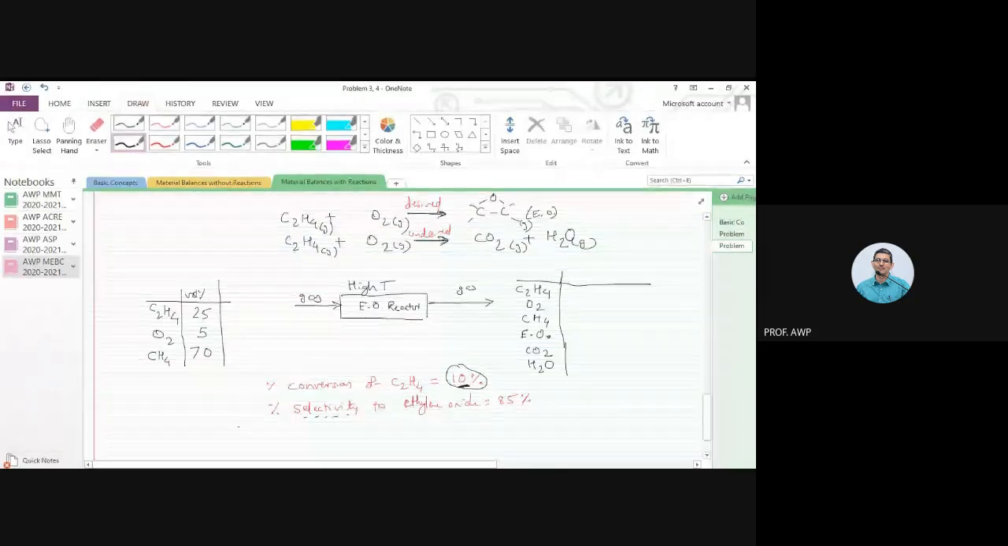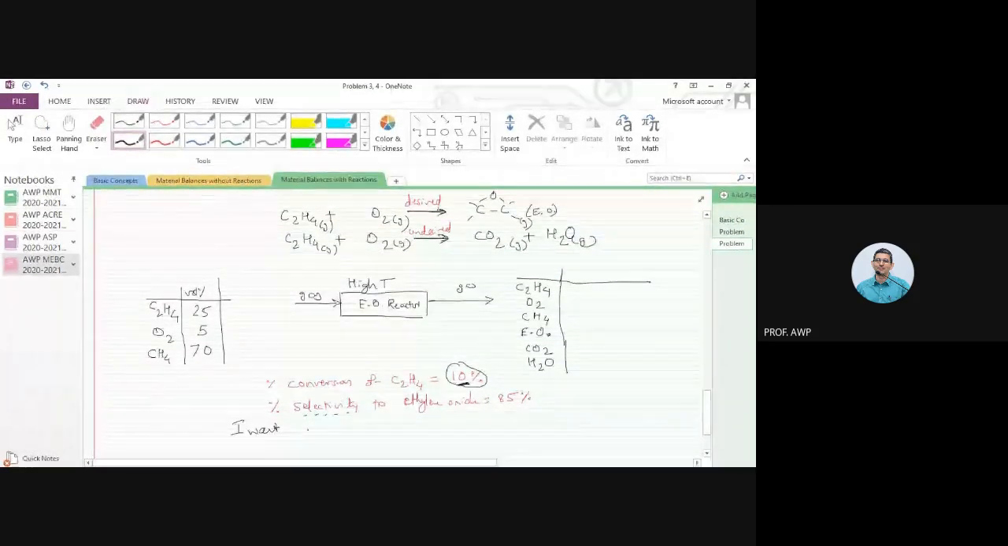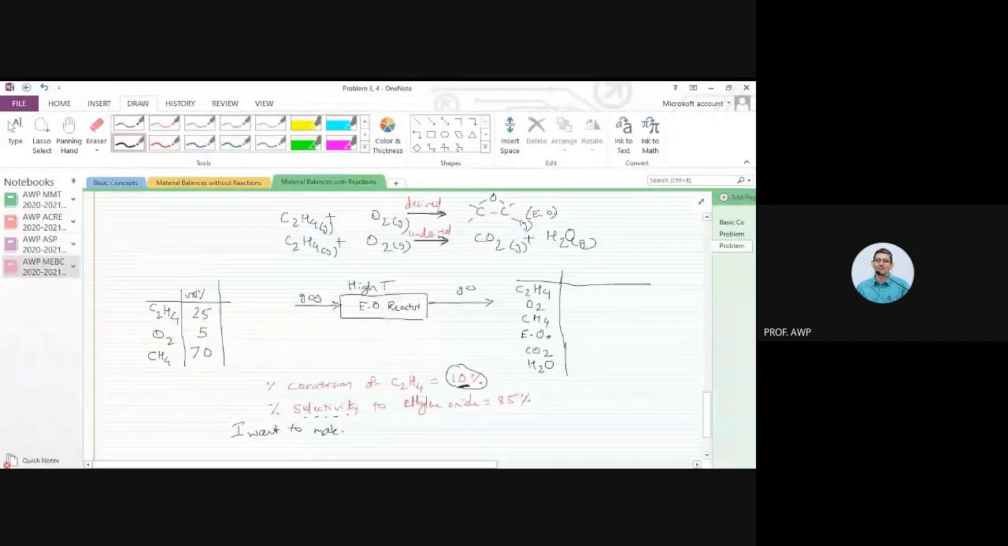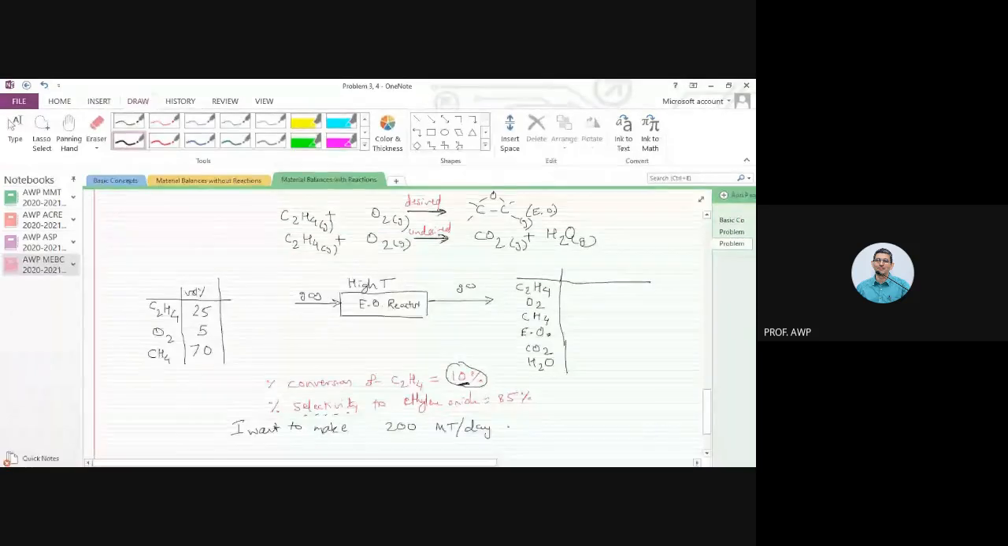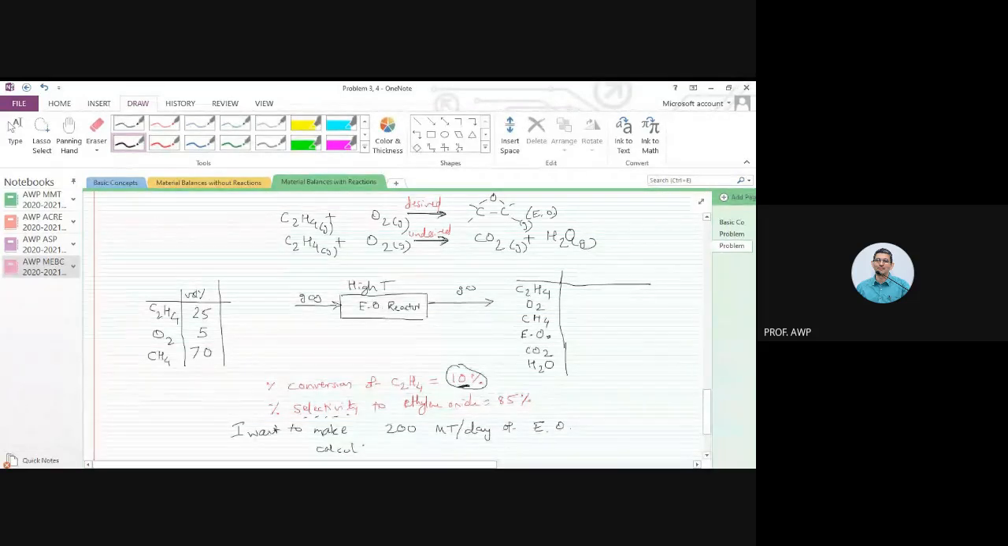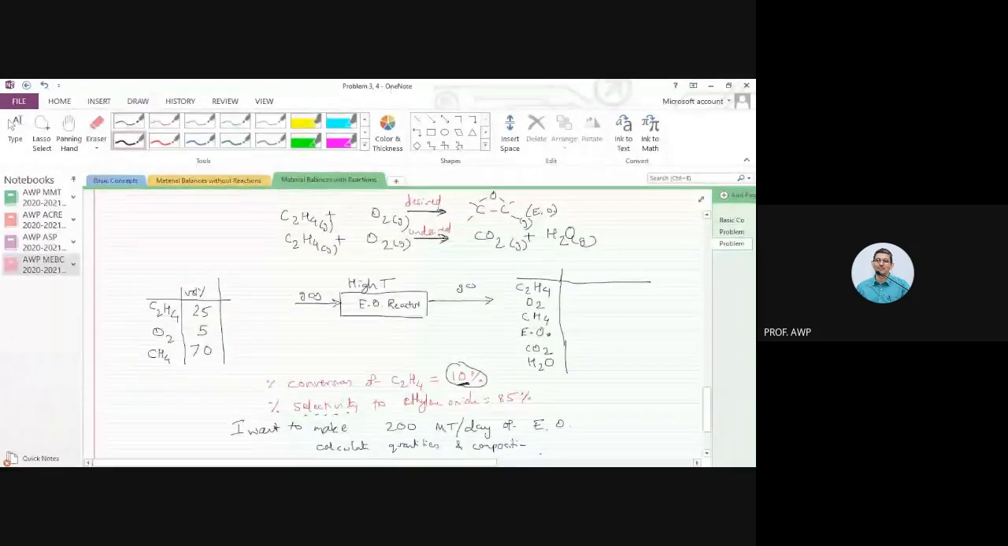I want to make 200 metric tons per day of ethylene oxide. Can you calculate the quantities and compositions of the inlet and outlet streams?